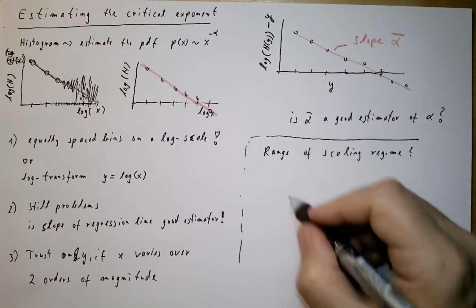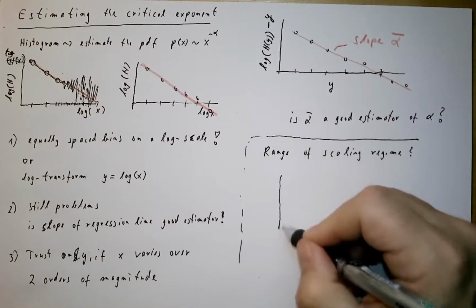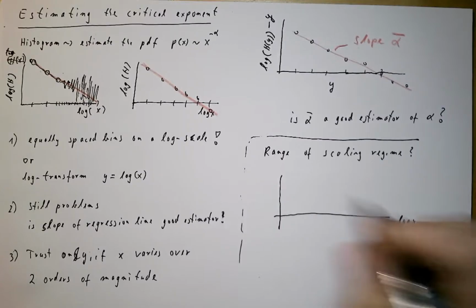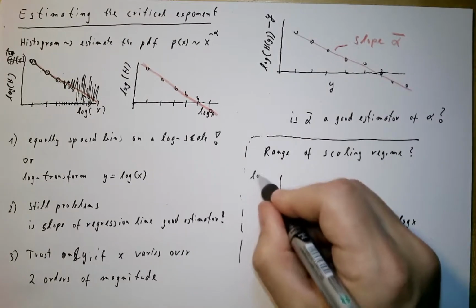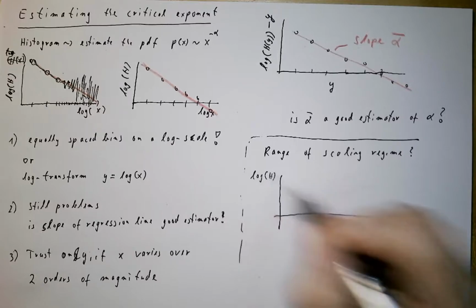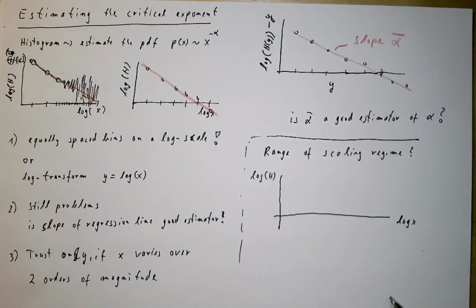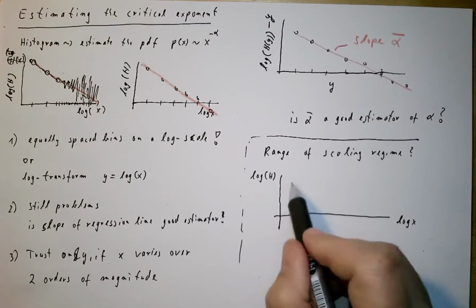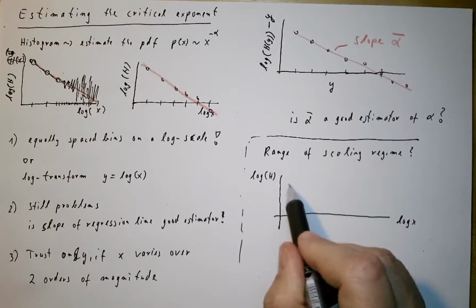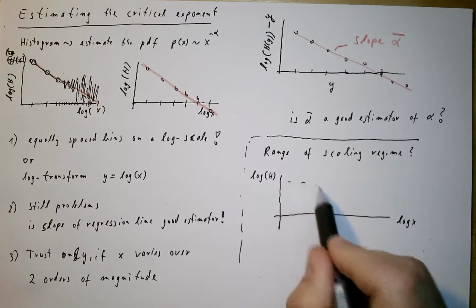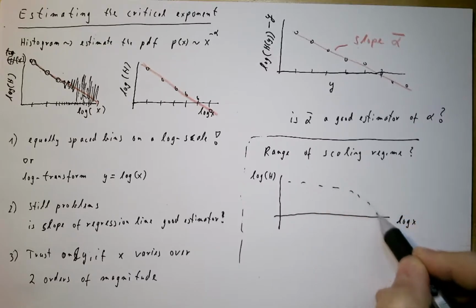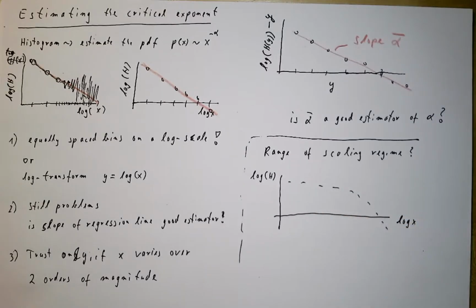So what do we mean by this? Let's assume again, here we have our log plot, log x. Here we have the log of our histogram. Assume we do the binning correctly and so on. But then the question: sometimes you have something like this, maybe something different. For example, we could have something like this.